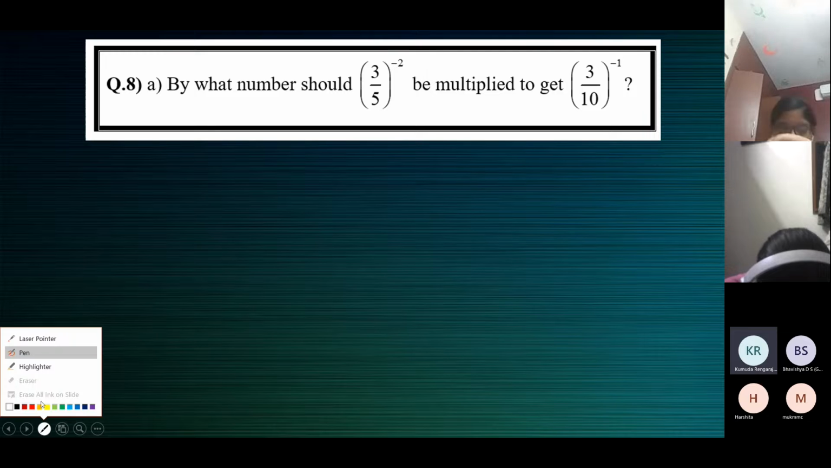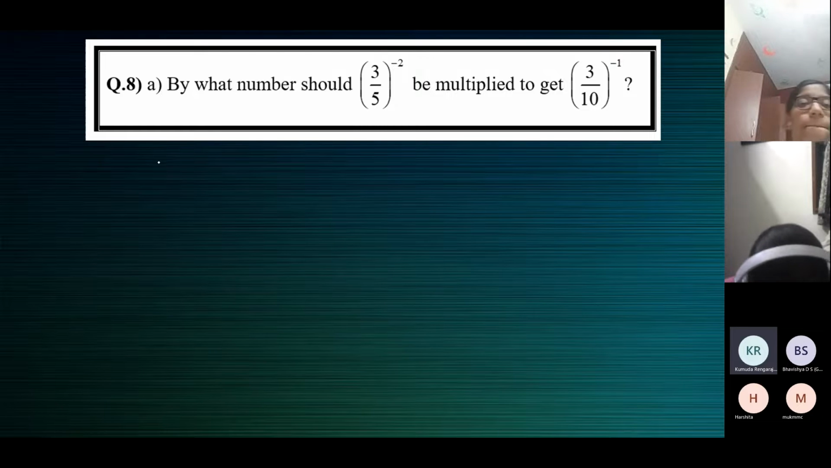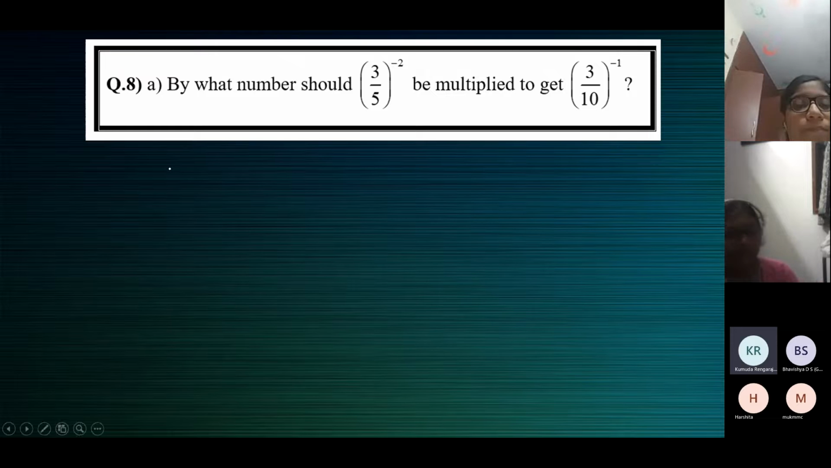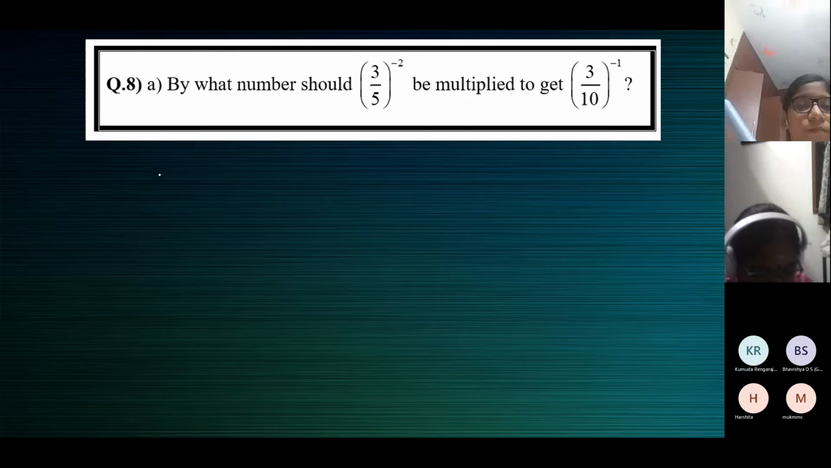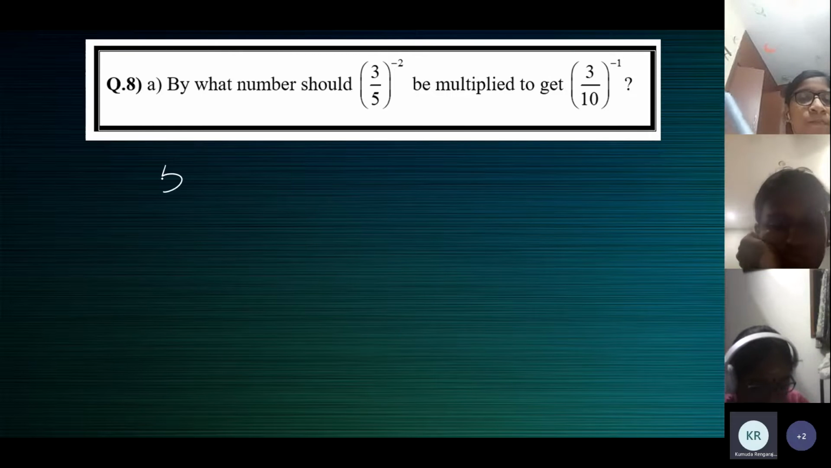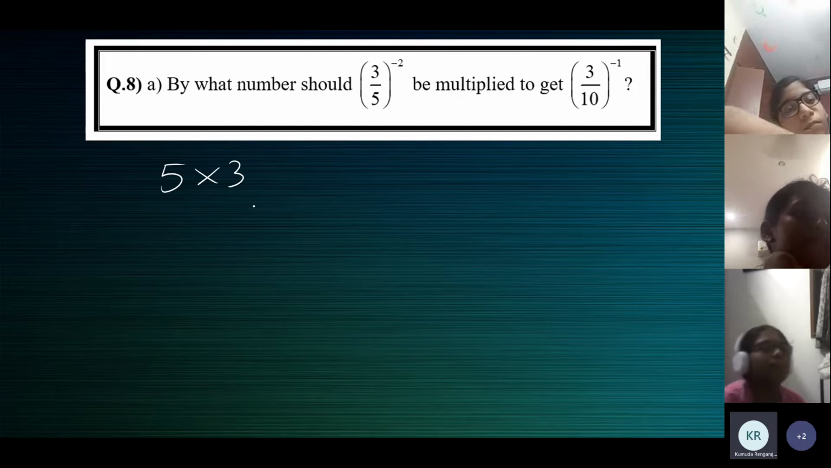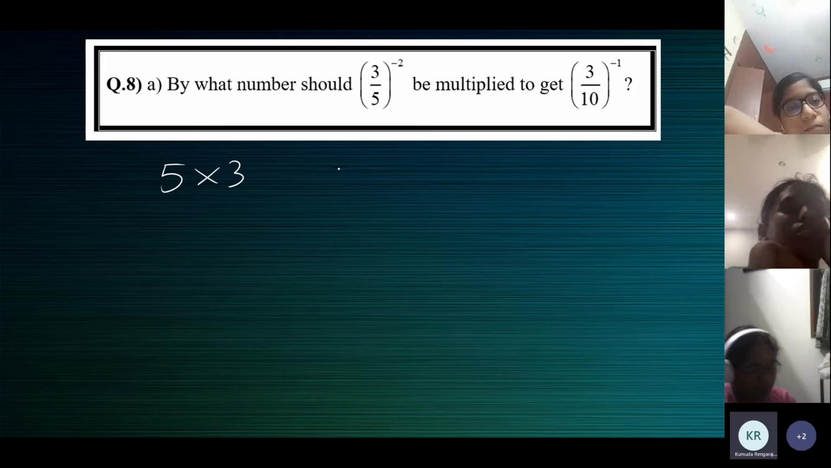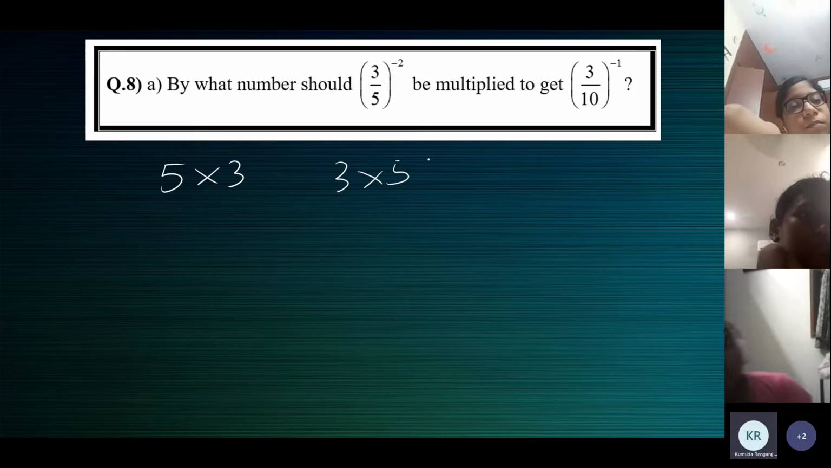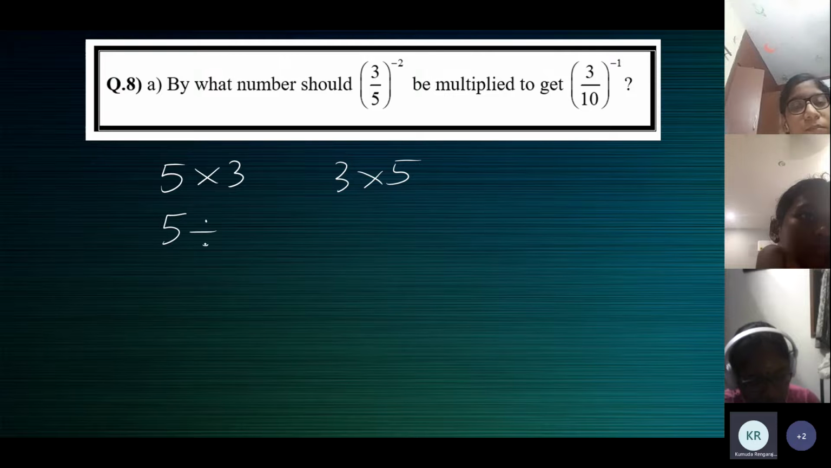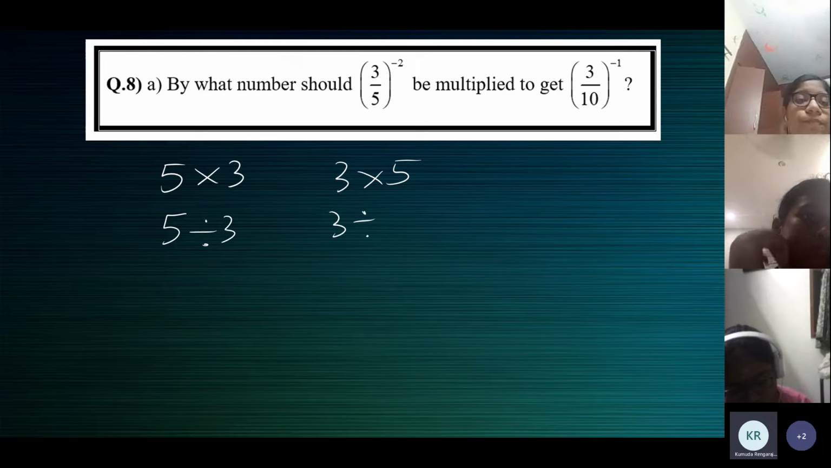What we need to understand is the difference between multiplication and division. Children, it's very important. It's not only for Swati, all of us, please listen. When I say 5 into 3, we know multiplication is commutative. 5 into 3 is the same as 3 into 5. But division is not commutative. 5 divided by 3 is not the same as 3 divided by 5. We know this.